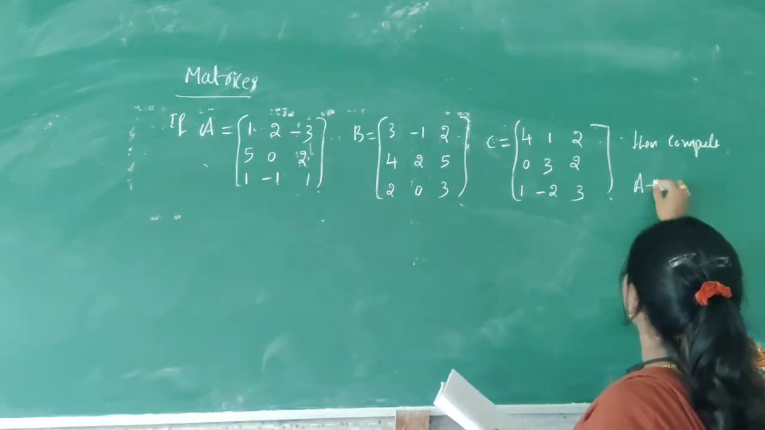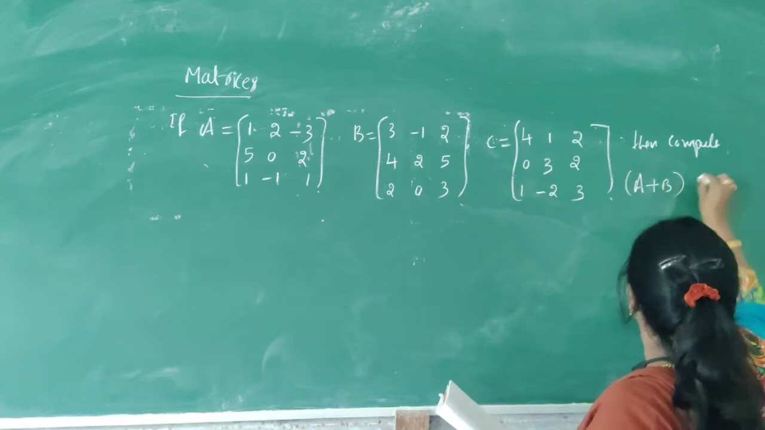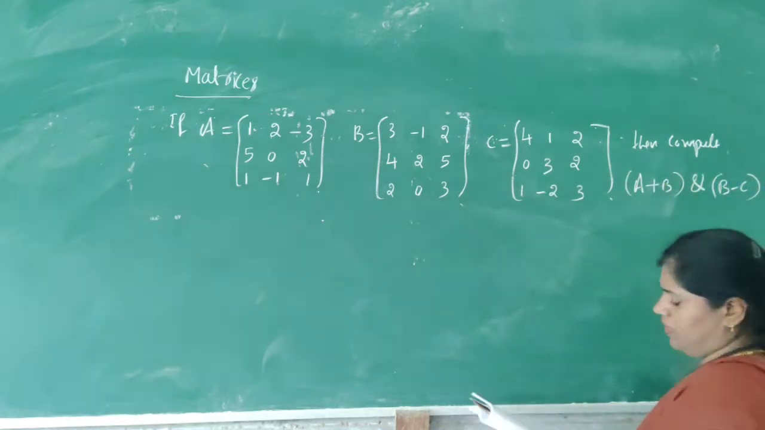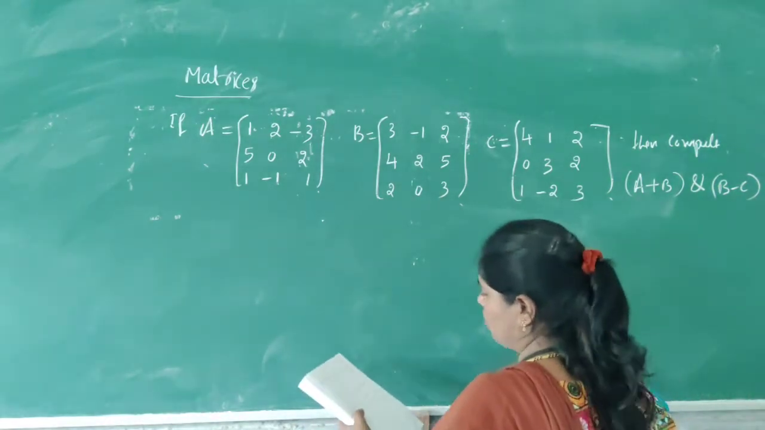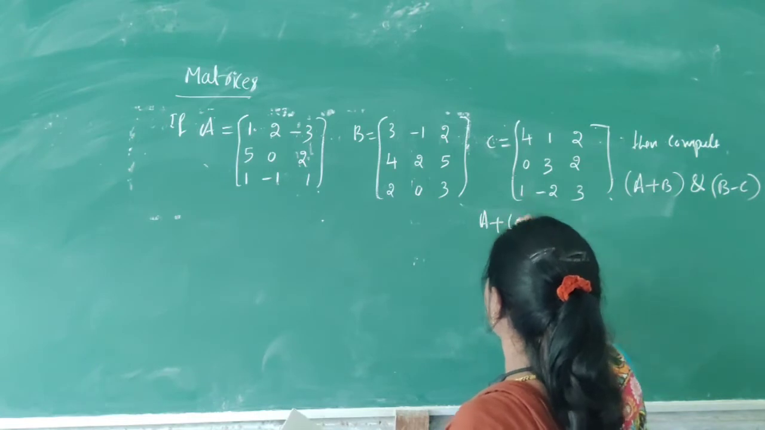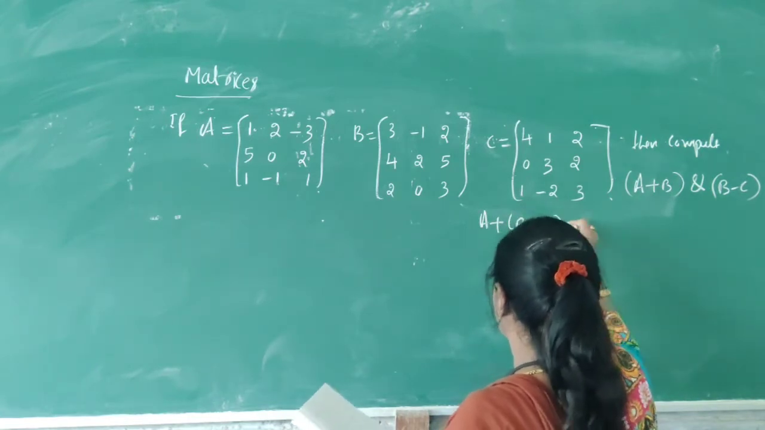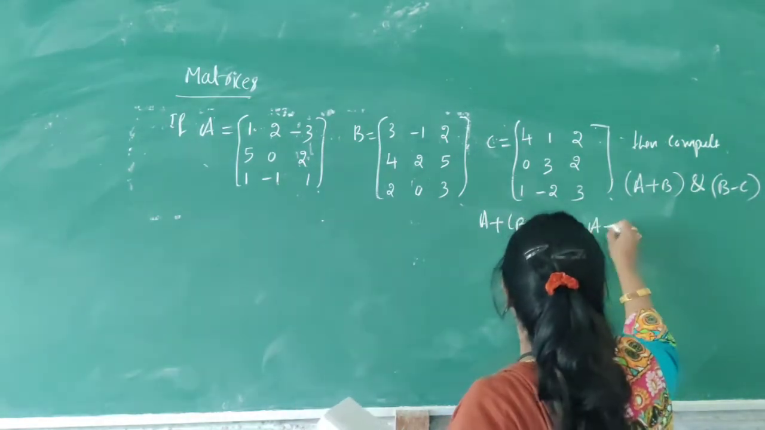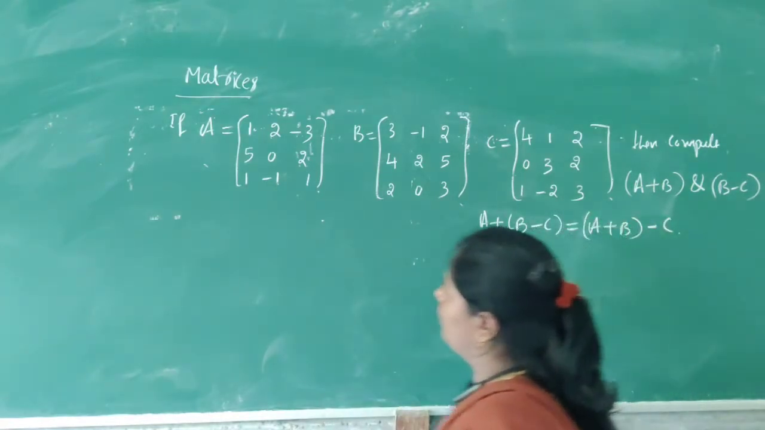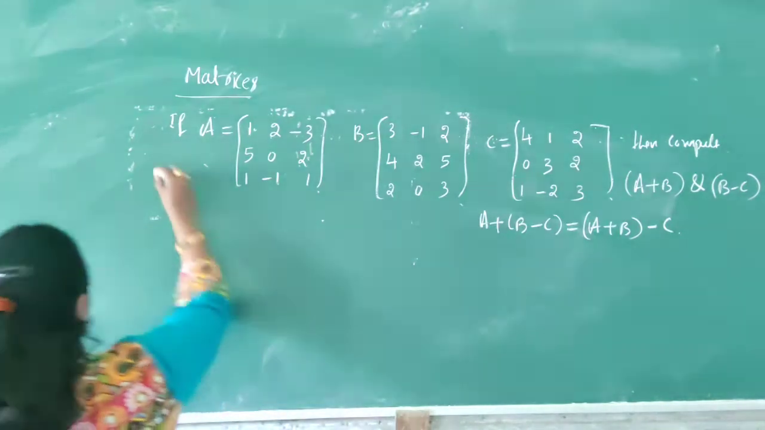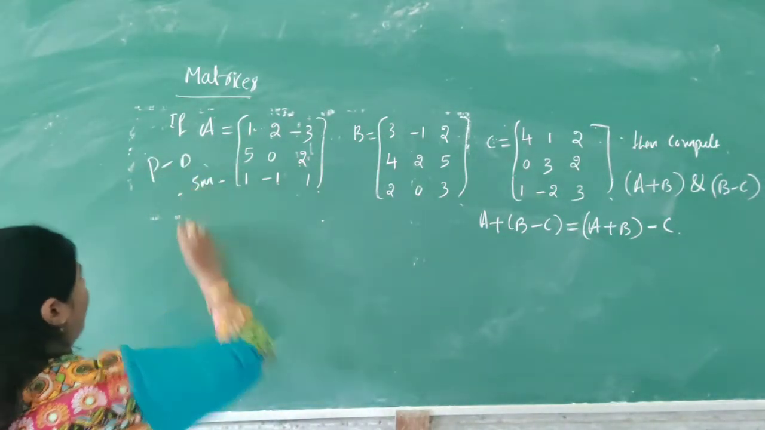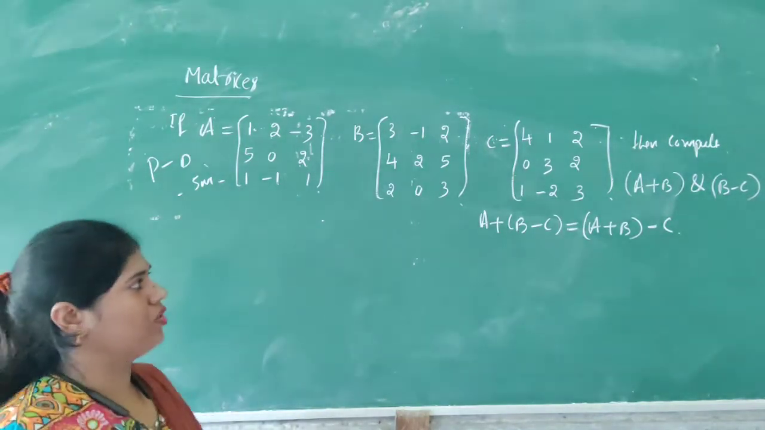A plus B and B minus C. Also verify that A plus of B minus C is equal to A plus B minus C. This one is formatting. It is coming for 5 marks, okay?